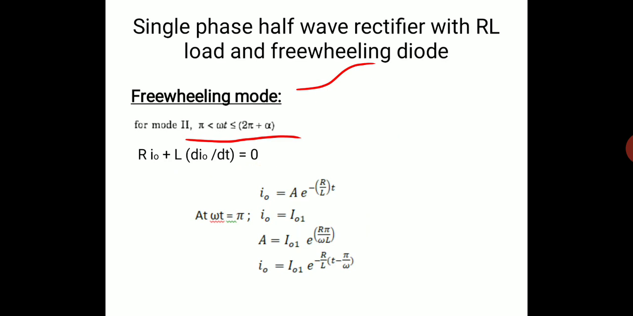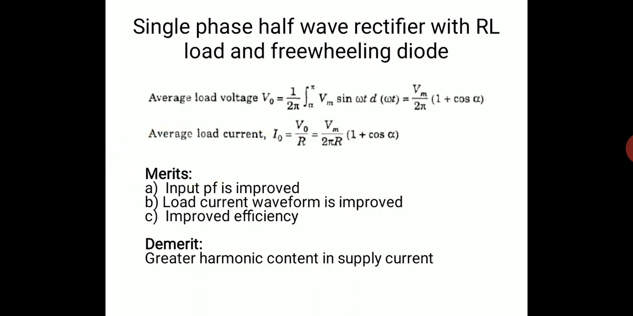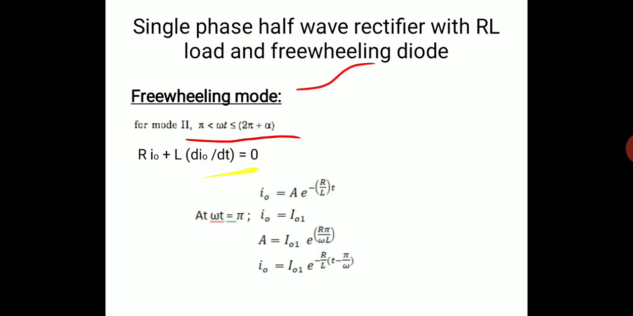The expression is R i0 plus L di0/dt equal to 0, because there is no supply. Supply is disconnected when the freewheeling diode is conducting. When the freewheeling diode is conducting, the energy stored in the inductor is being dissipated in the resistor via this freewheeling diode. The supply is disconnected. Since the supply is disconnected, there will be no steady state component. There will be only transient component. And this transient solution is i0 equal to A e to the power of minus t by tau, where tau is equal to L upon R.